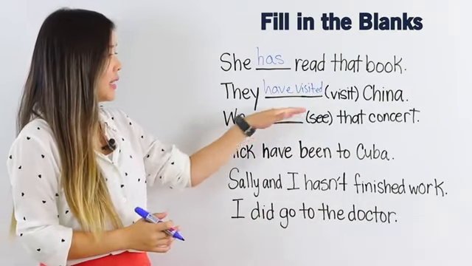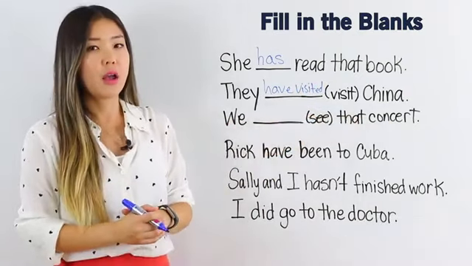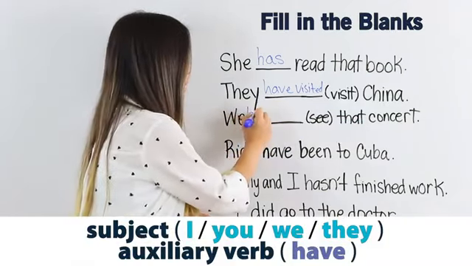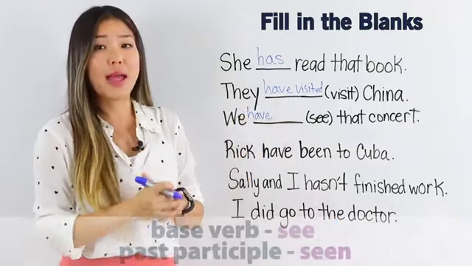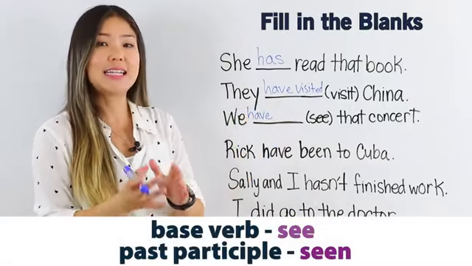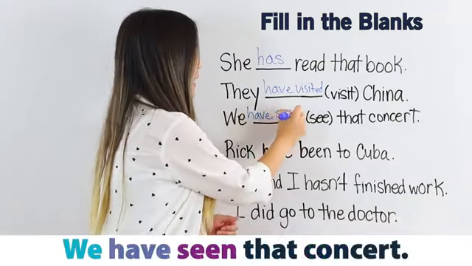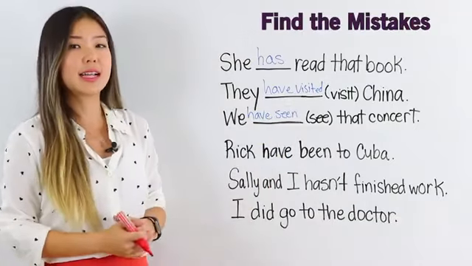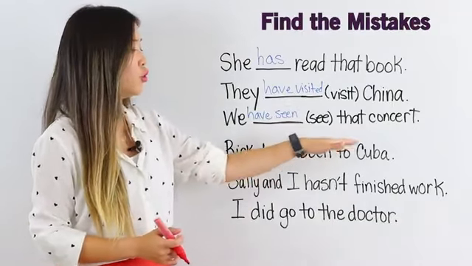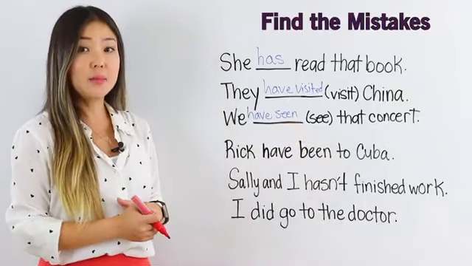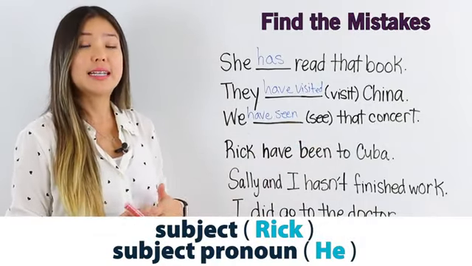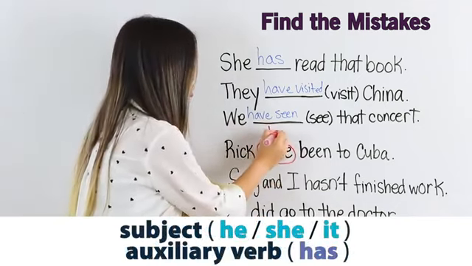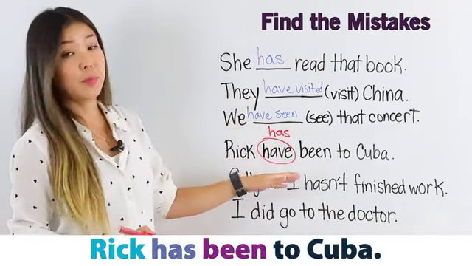Next, we blank see that concert. Again, for I, you, we, and they, we use have. We have. Now, the past participle of see is seen. We have seen that concert. Now, let's look for the mistake in the next sentence. Rick have been to Cuba. Take a look at the subject. Rick. Rick is a he. So, instead of have, we need to change this to has. Rick has been to Cuba.